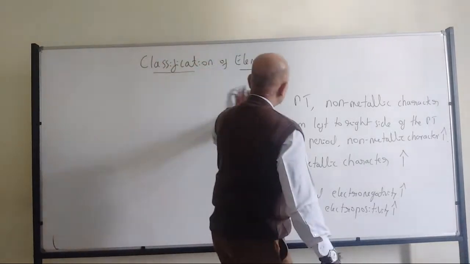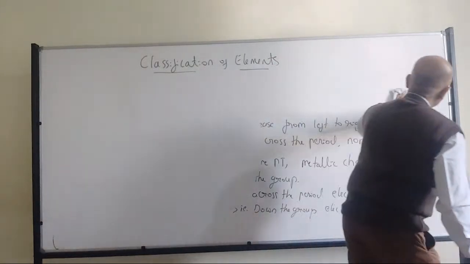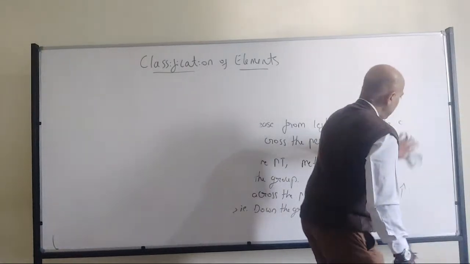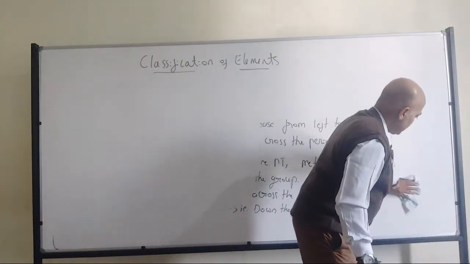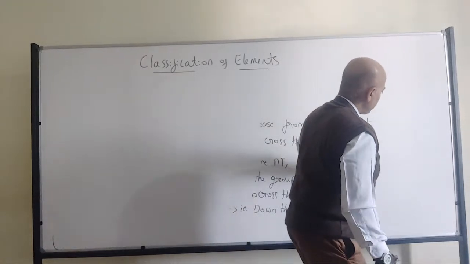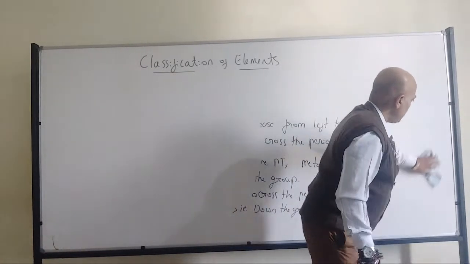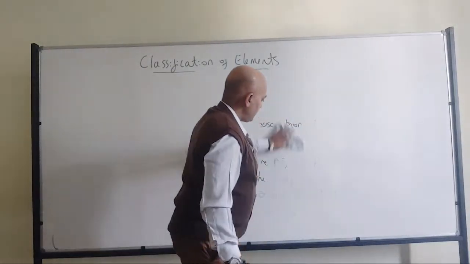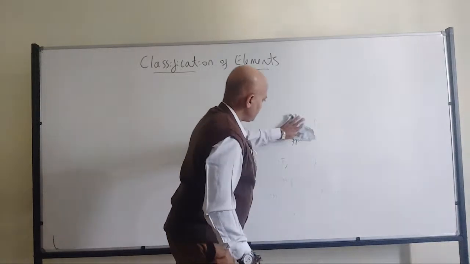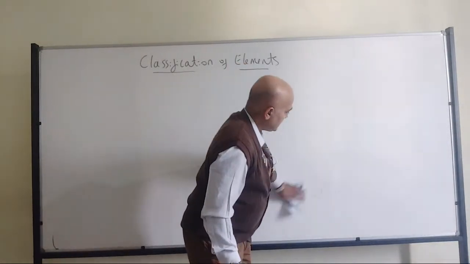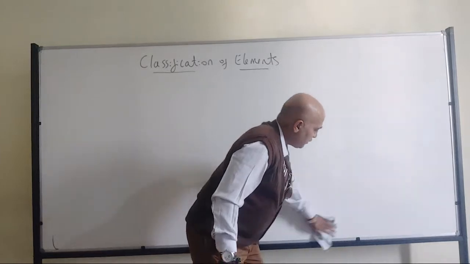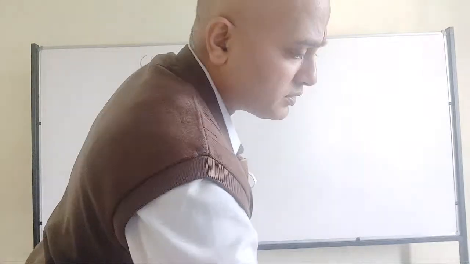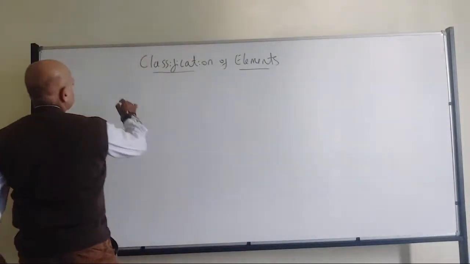Another thing is the anomalous property of period 2 elements, which you are going to study individually in your S and P block elements. So I am not going to discuss that here. That is related to the anomalous property of period 2 elements. Before that, I want to talk about covalency.